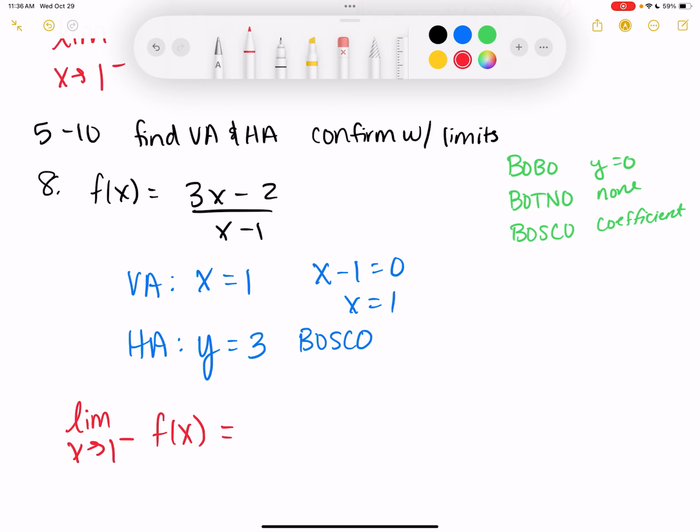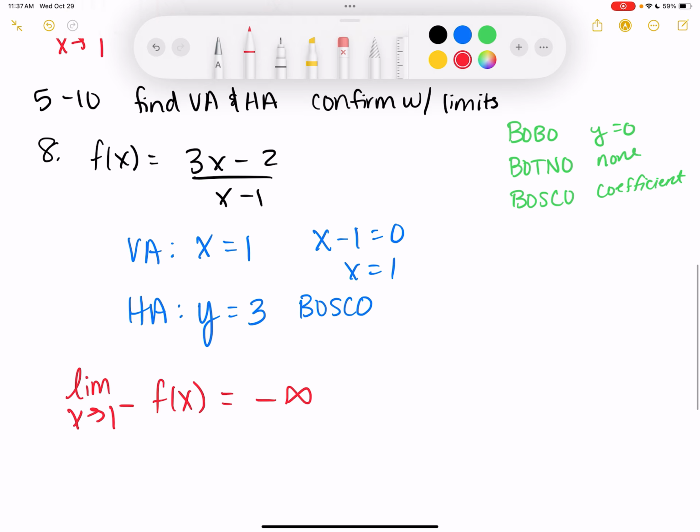My calculator was rounding. I put in a bunch of nines and it just rounds it to 1. I got negative a lot of nines. So a really big negative number. Okay, so this would be negative infinity.